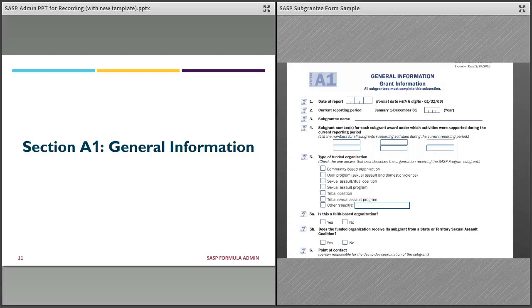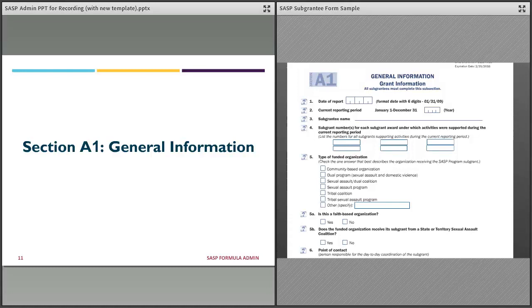In question 4, the subgrantee will enter the subgrant numbers. Every subgrant that was used during the calendar year is reported here. As another quick reminder, only one form per subgrantee should be submitted, so they should report on all different grant numbers that they received or used during the calendar year in question 4.